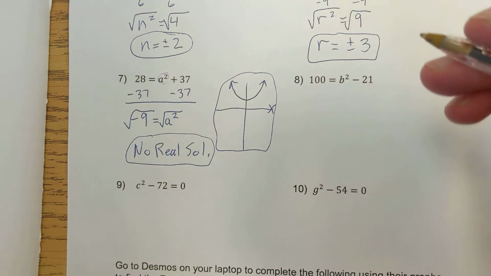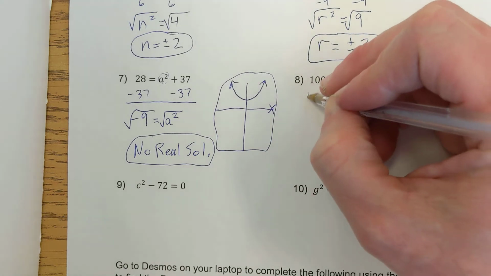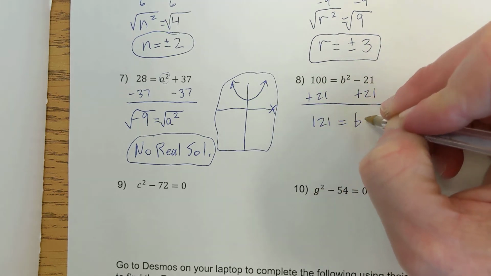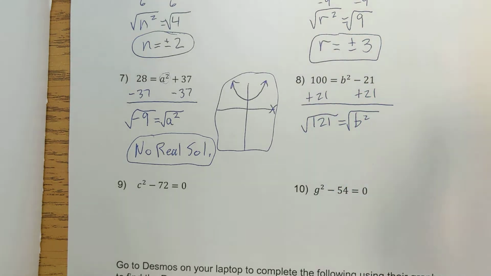Okay? For number 8, we want to isolate b squared, so we add 21 to both sides. We're going to get 121 is equal to b squared. We're going to undo that by taking the square root, and you can use your calculator.